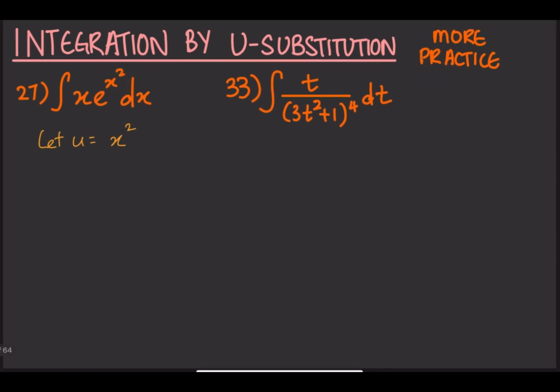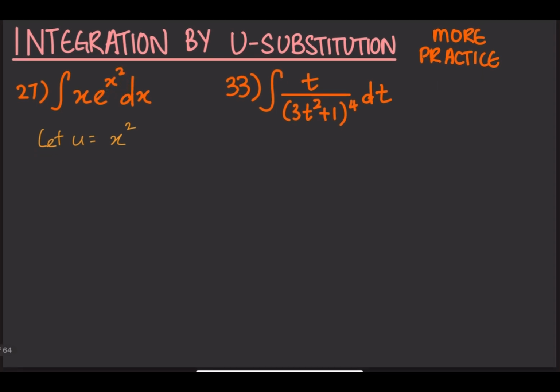And then we differentiate, du equals 2x dx. And then we notice, oh, we have an x dx here, but we have the 2 here, so we have to bring it over to get half du equals x dx. And thus, these parts cancel. Perfect. Now that it cancels, we can continue and solve the equation.